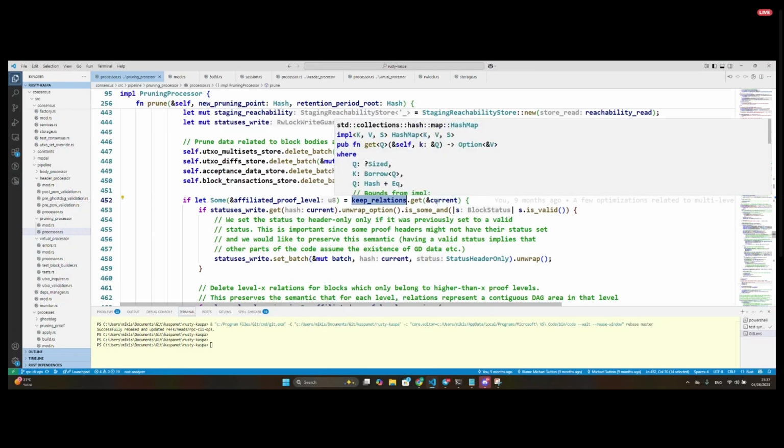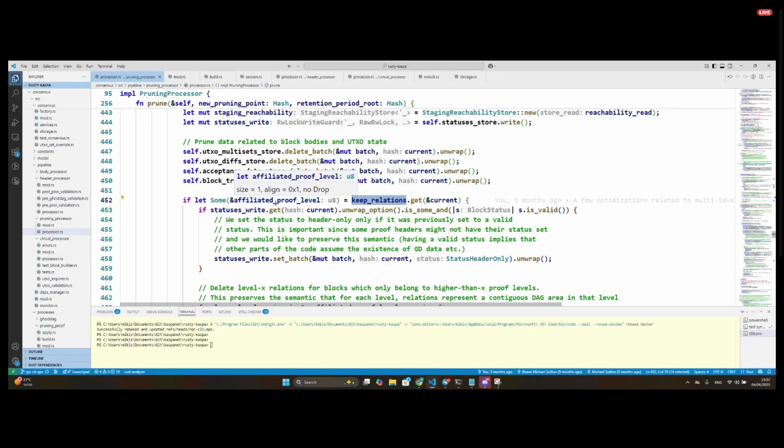And this is a map which shows you the affiliated proof level. So keep relations in general are blocks we need for the DAA below the pruning point I described before. Those would have affiliated proof level 0. The affiliated proof level is the lowest level at which this block belongs to the proof. A block header can belong to the proof on several levels, so the affiliated proof level will be the lowest such level. So the idea is if it only belongs to proof level 8 and above.